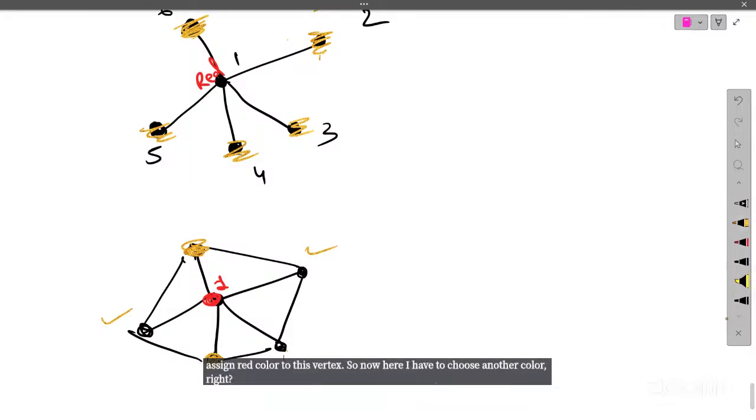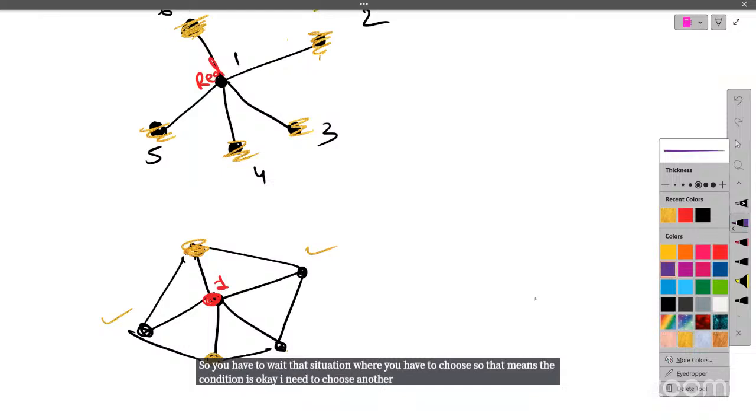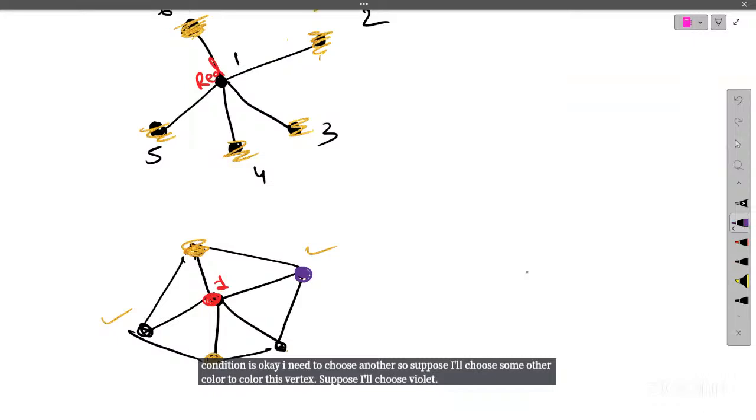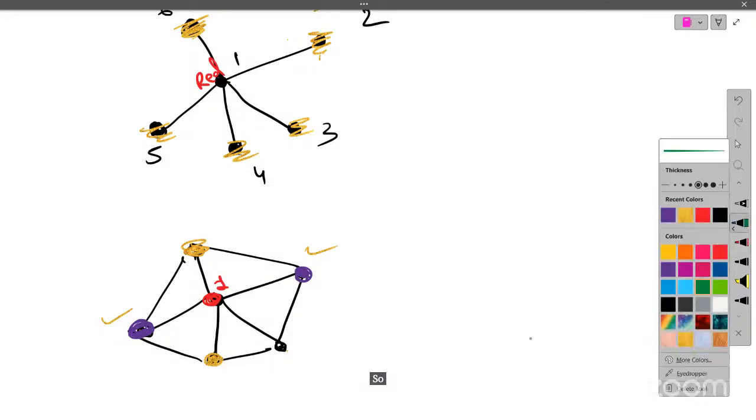So you have to wait for the situation where you have to choose. That means the condition is, I need to choose another color. Suppose I choose violet. I cannot color this particular vertex with the same color, because obviously they are connected via a single edge. Here I can choose violet because it is not connected via a single edge. Again I have to choose one more color, so suppose I'll choose green.